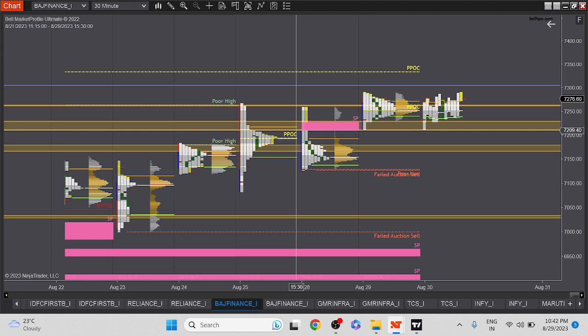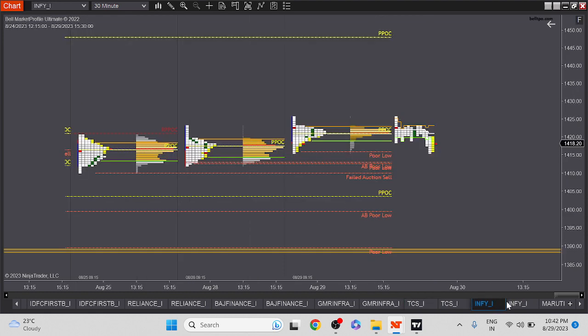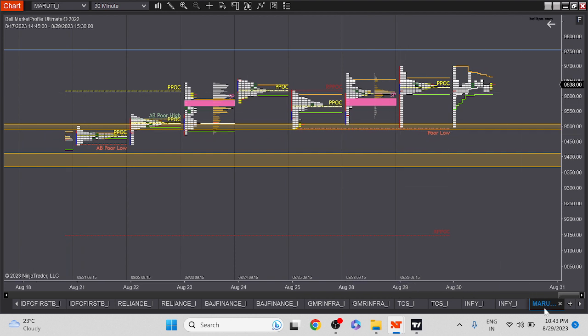Bajaj Finance also we discussed. If you see, the exact low is at a single print, and then we saw upper momentum, but the whole day it was doing consolidation. So kind of a sideways momentum that we see in that. Rest all, I think, sideways. Maruti is still holding the single print, but after that sideways.